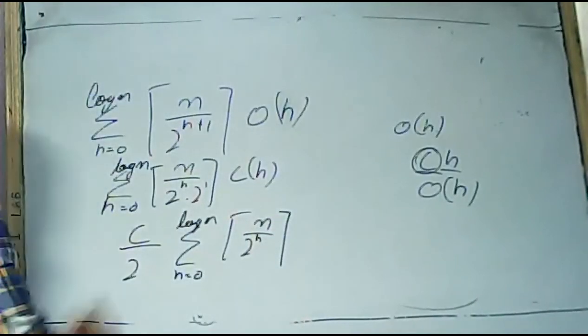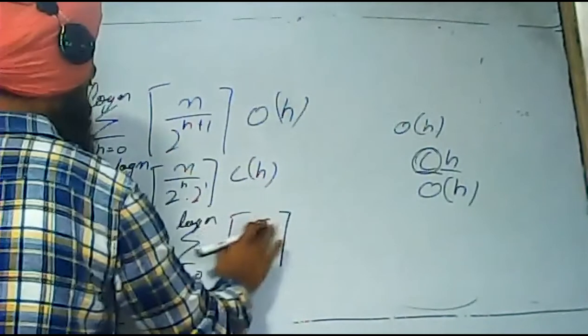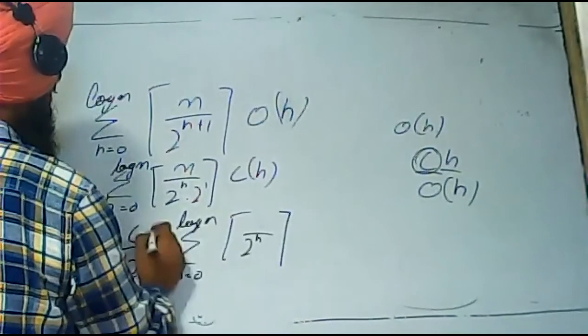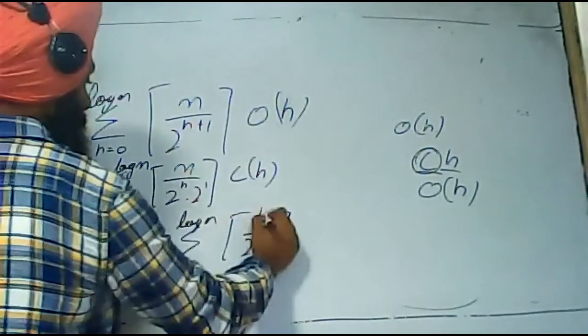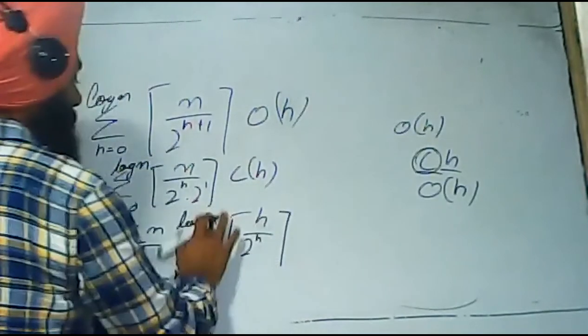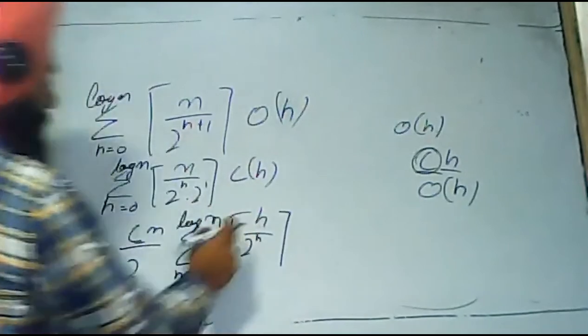N by 2 raised to power h, and n is also constant. We know the number of nodes. So n, c and n will be written here, and h will be here. So n is the constant. So we need to solve for h.